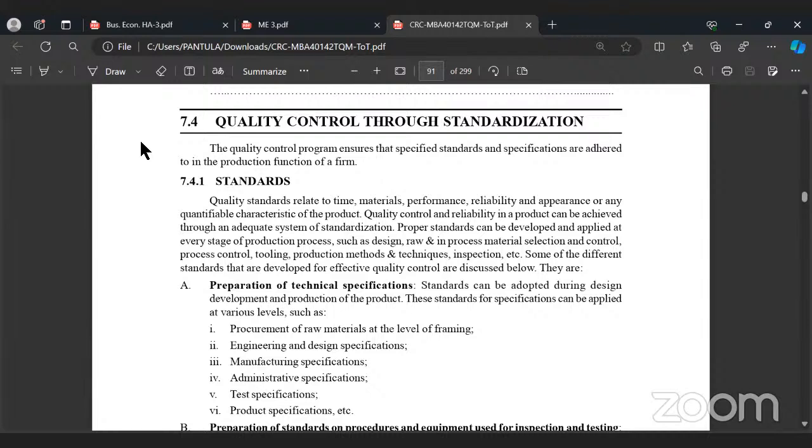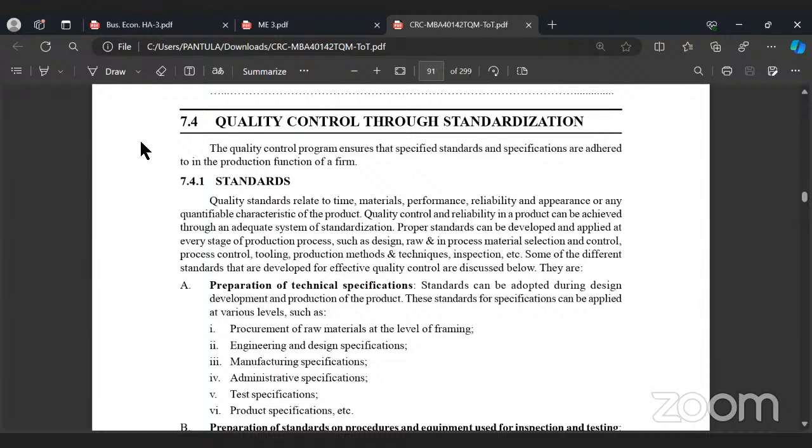What is meant by standardization? What is meant by standard? Anything? Any guess? Our product is a standard product. This bridge is very standard.